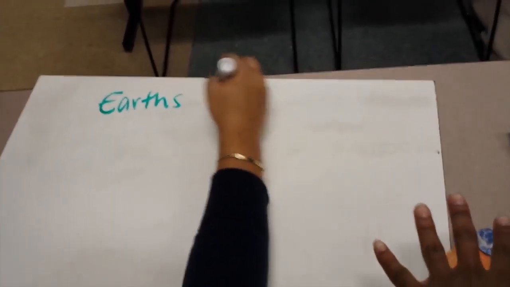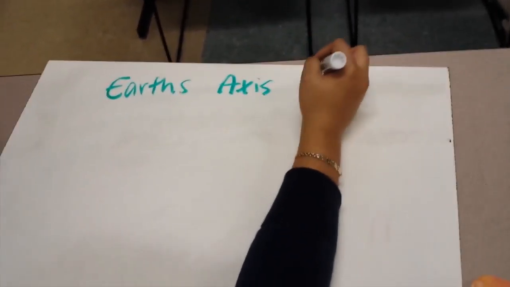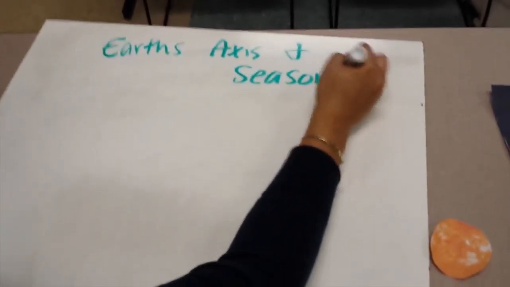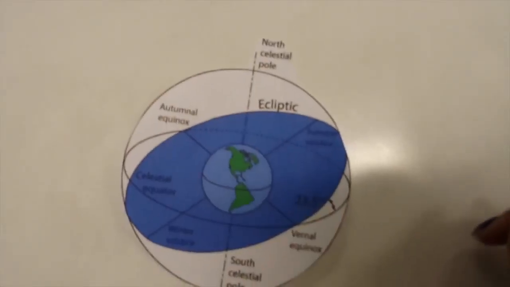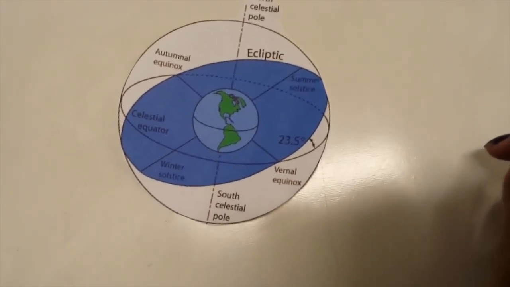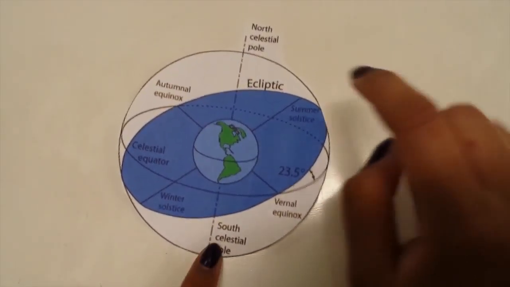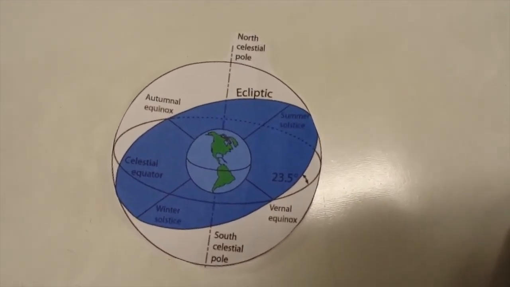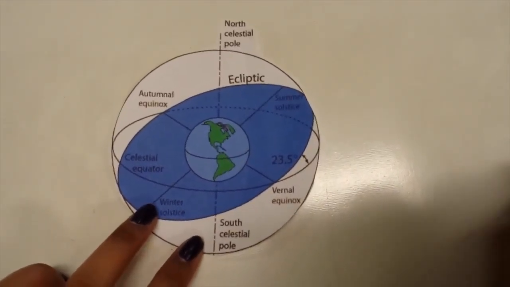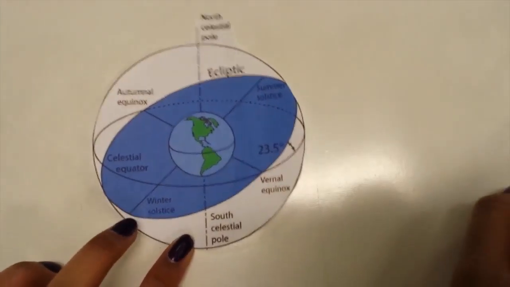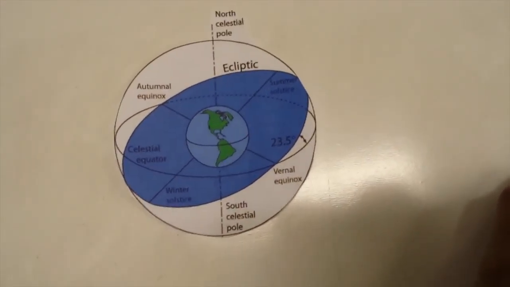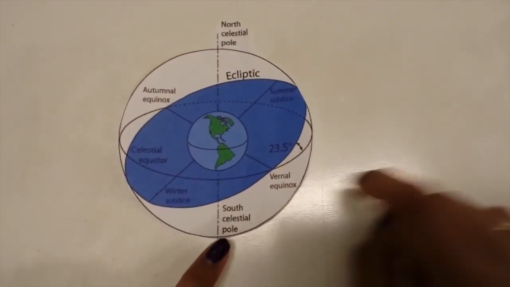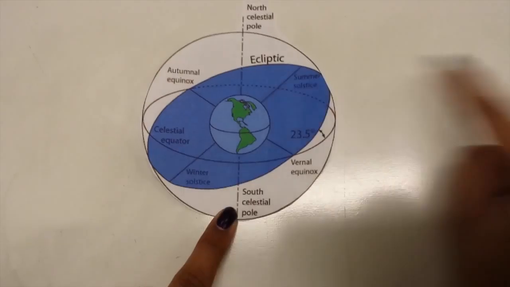Now we're going to talk about Earth's axis and seasons. The imaginary plane that connects Earth's orbit with the celestial sphere is called the plane of the ecliptic, and you'll see it right there. The apparent path of the Sun and the celestial equator intersect each other at an angle of 23.5 degrees, and you'll see it right there.